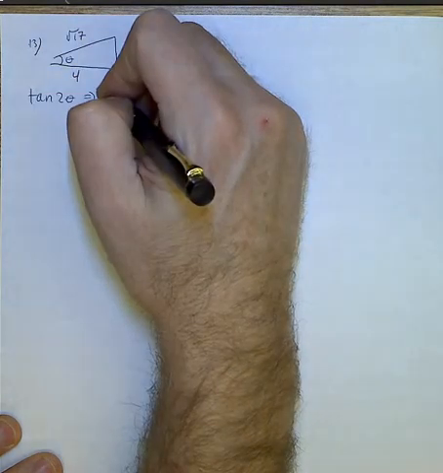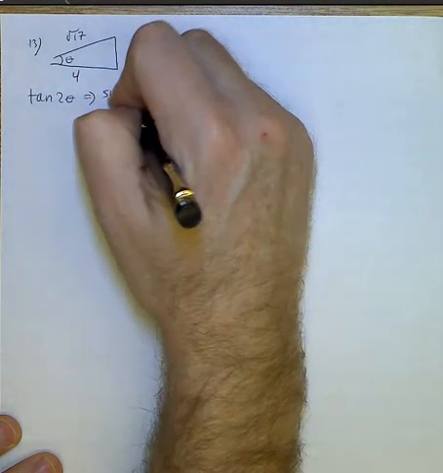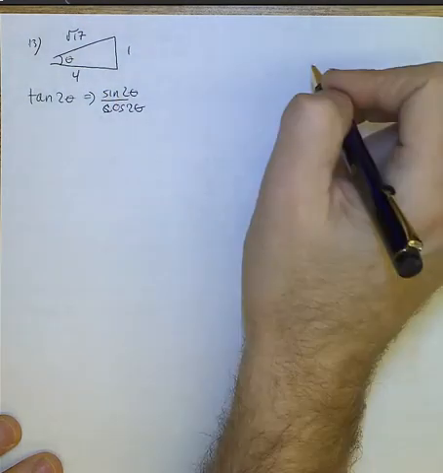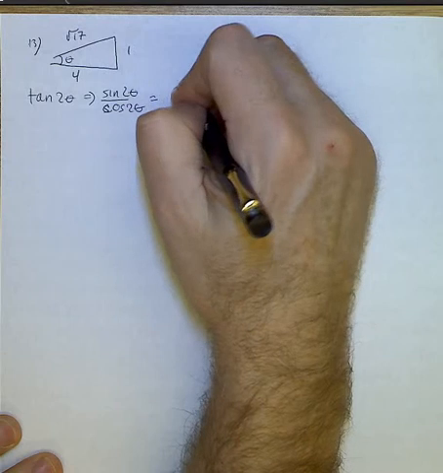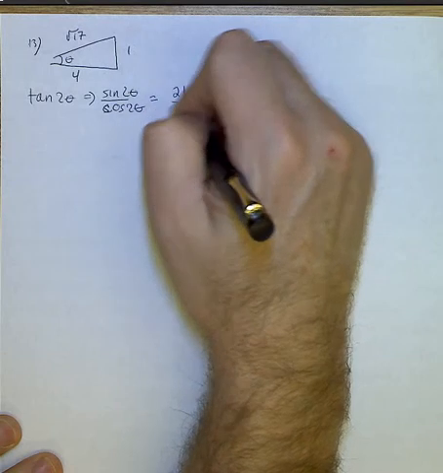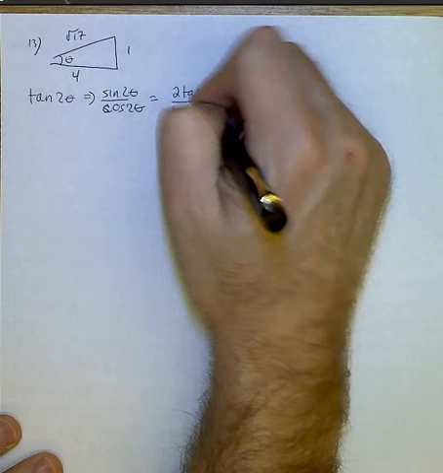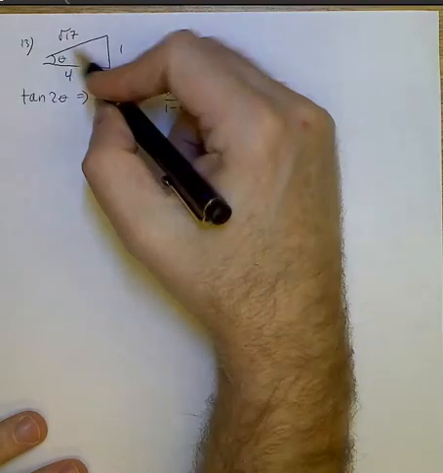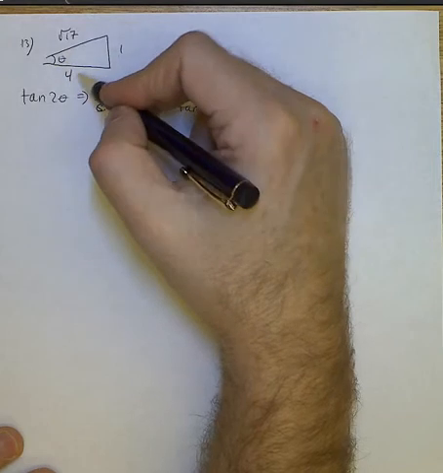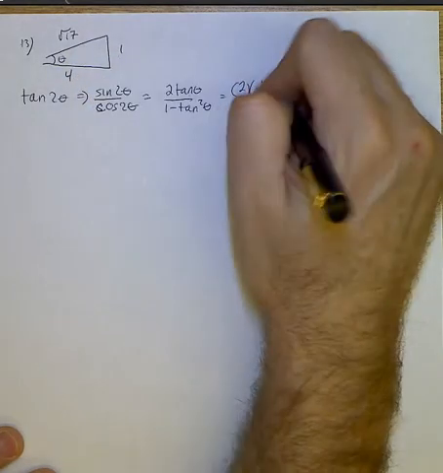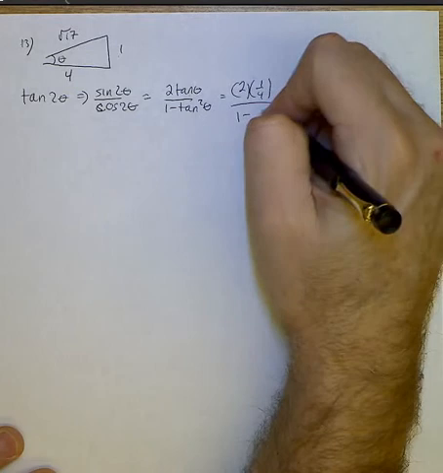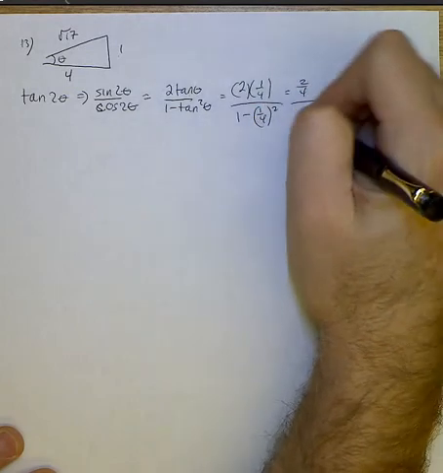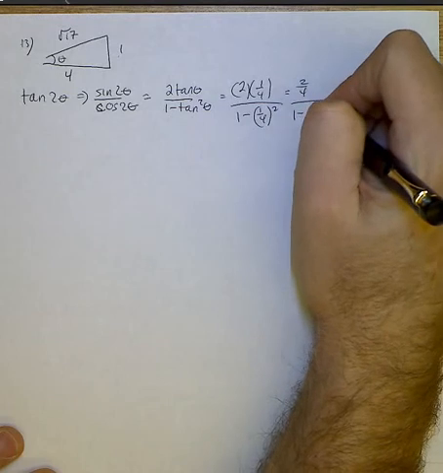You'll use your formula sheet. There are really two formulas you could use: sine of 2 theta over cosine of 2 theta, or 2 tangent theta over 1 minus tangent squared theta. I'm going to use that formula. And so it's 2 times the tangent. The tangent is the opposite over the adjacent, or a fourth, divided by 1 minus tangent squared, so that's a fourth squared. So I get 2 times 1 over 4, over 1 minus 1 over 16.